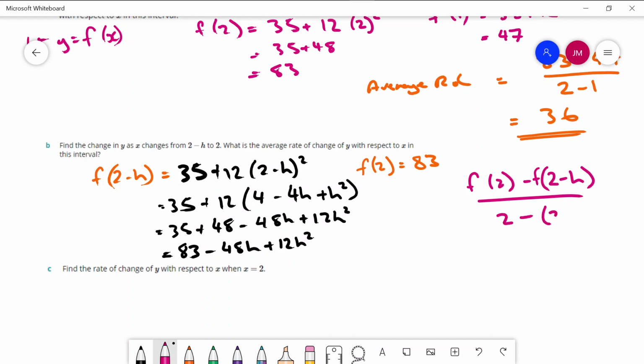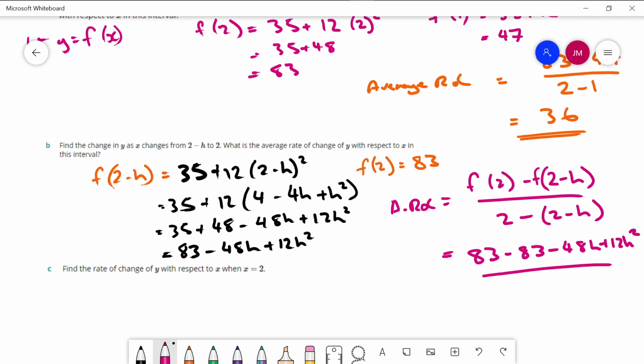So 2 minus h would end up getting us the average rate of change. So function at 2 was 83 minus 48h plus 12h squared, all divided by 2 minus 2 is 0, minus negative h plus h. So you can see by doing that, my 83's will drop off, my 2's dropped off already, and I end up getting h down the bottom, so I can cross off 1h there and 1h there. So my final answer would be minus 48 plus 12h for my average rate of change.